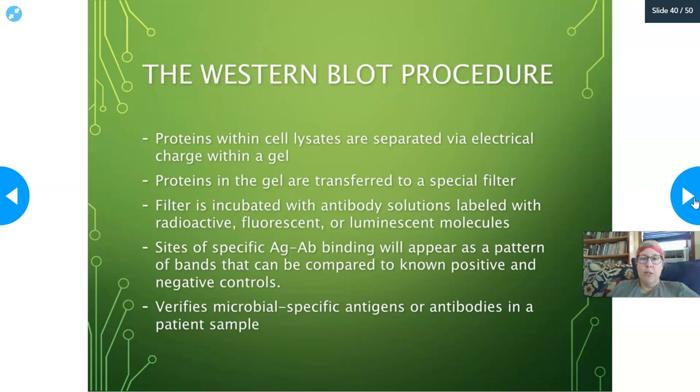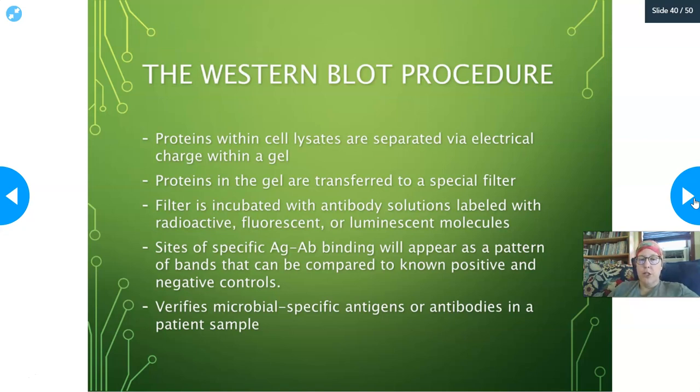So let's talk about the Western blot. You start with proteins within cell lysates that are separated via electrical charges within a gel. So you have a sample, and it's broken, those proteins are loosened up and put in a gel, and an electrical current is applied and it separates them by charge and also size of particles.